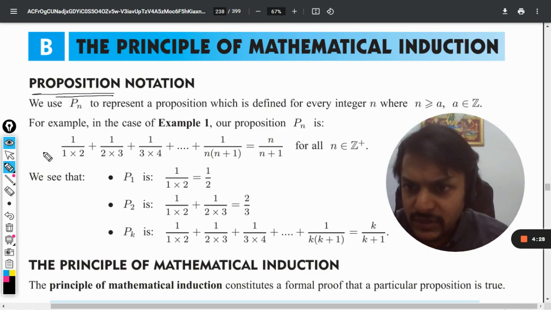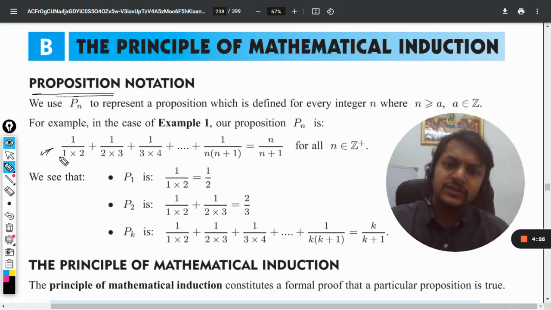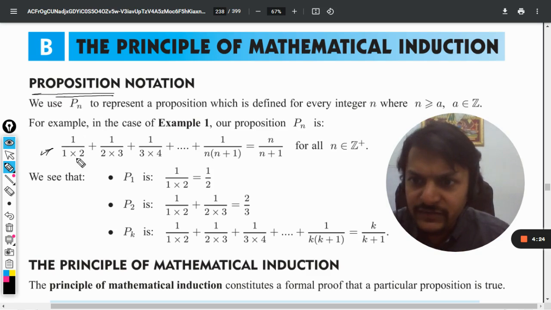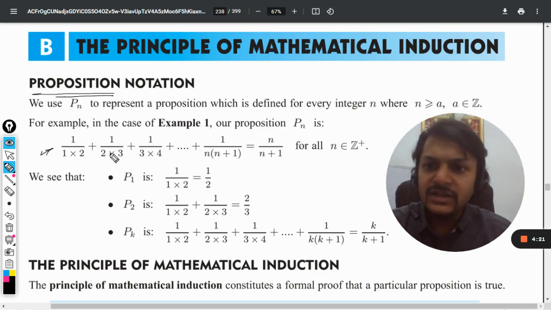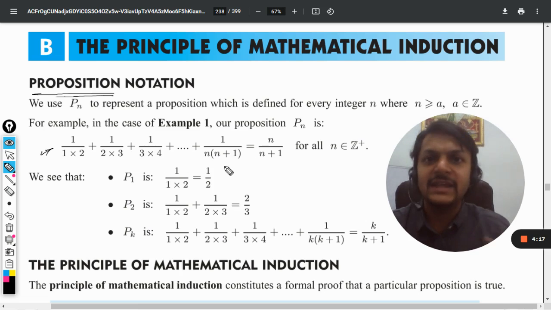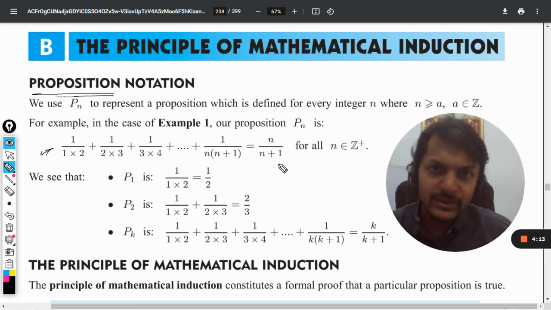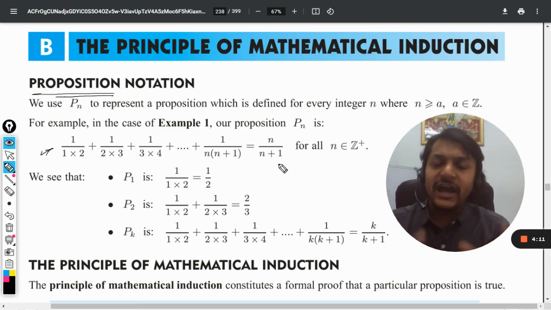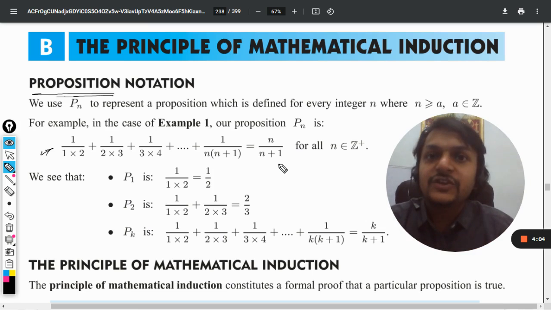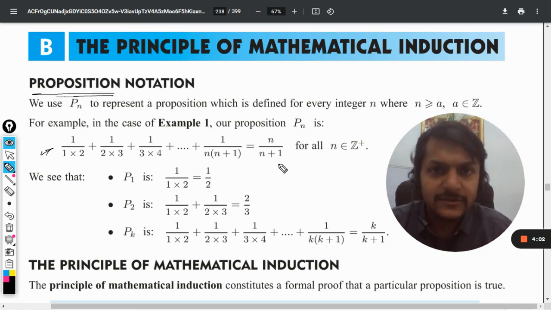For example, it is written here. This is one example given here: 1 divided by 1 into 2, 1 divided by 2 into 3, 1 divided by 3 into 4, plus 1 divided by n into n plus 1, and this is equal to n divided by n plus 1. So this is a kind of proposition, and we don't know whether it is right or wrong. It is just given here. We need to prove that this is right.